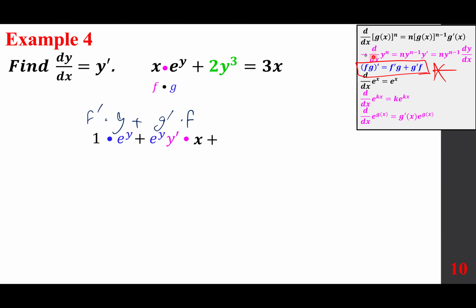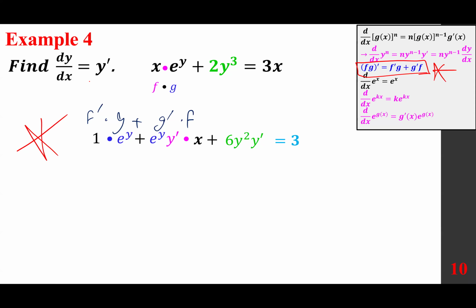2y cubed, you just follow that, and you get 6y squared y prime. 3x simply gives you 3. And I put the asterisk next to it. This is the only calculus step, everybody. Now, to finish it, use our algebraic techniques to solve for y prime or dy dx.